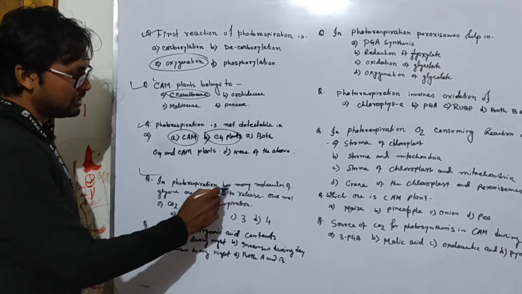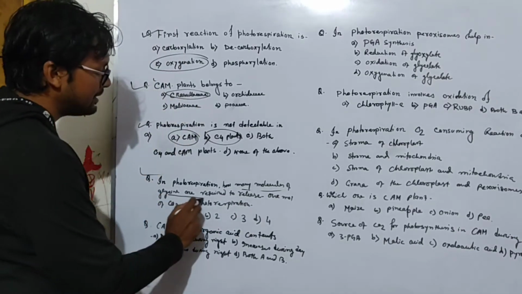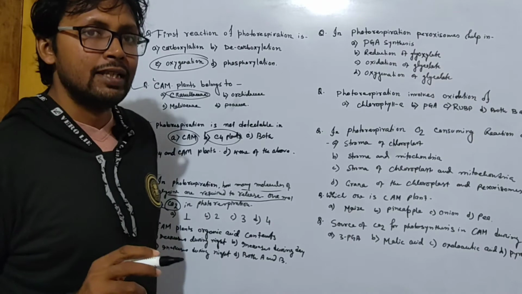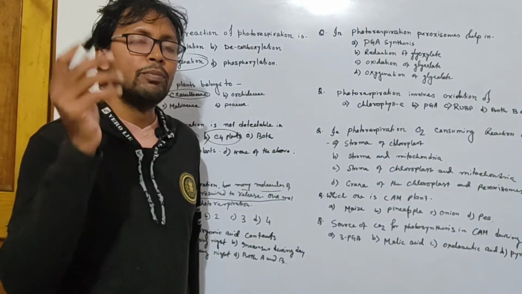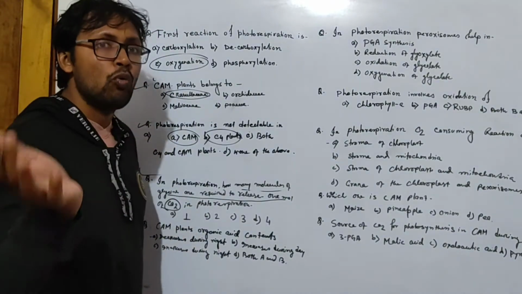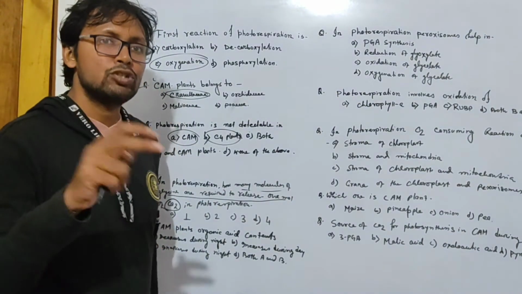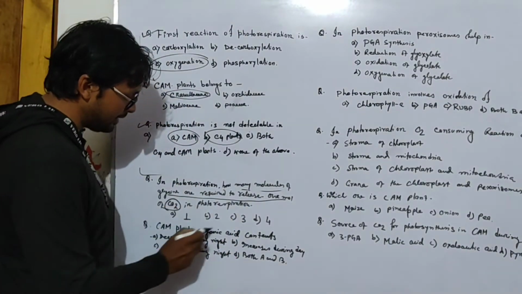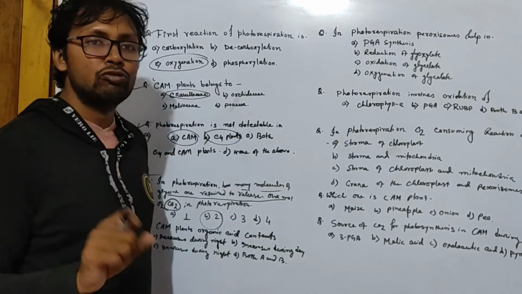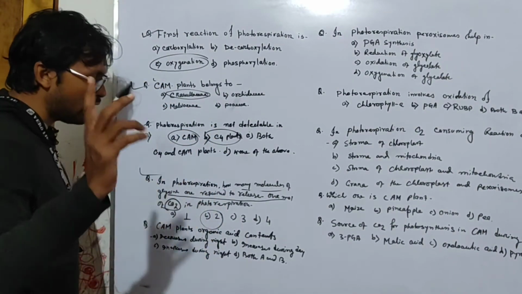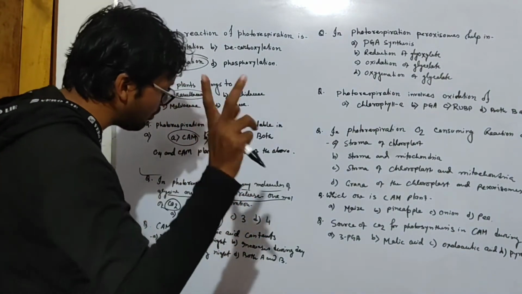Okay, now in photorespiration, how many molecules of glycine are required to release 1 mole of carbon dioxide? This is a very important thing, that carbon dioxide is released instead of being attached in photorespiration. So where is carbon dioxide released? 2 molecules of glycine combine to produce 1 molecule of serine, and during this step 2 molecules of glycine are required to release 1 molecule of carbon dioxide. So the answer is 2 molecules of glycine.